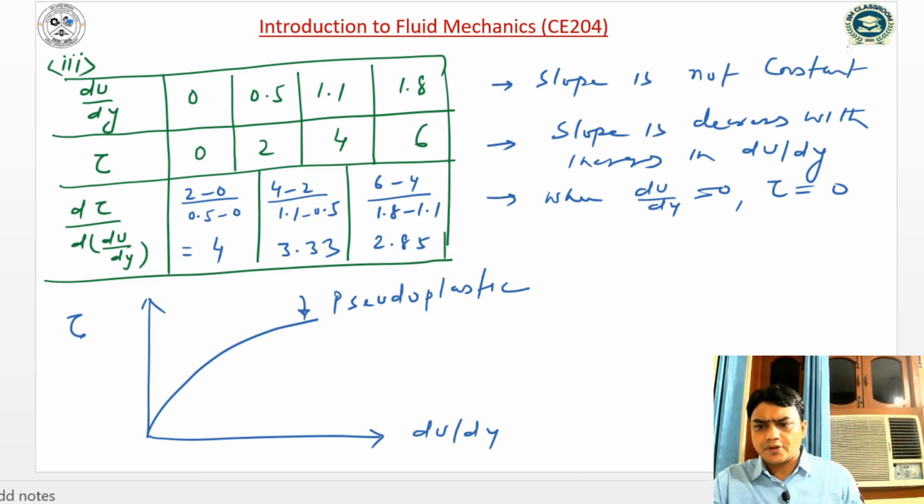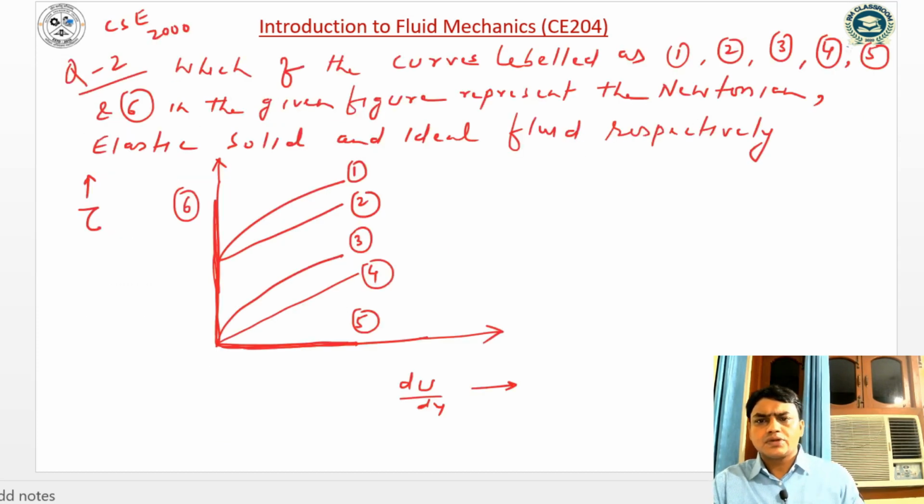Let us take another problem. If I talk about this second problem, which of the curves labeled as 1, 2, 3, 4, 5, 6 in the given figure represents the Newtonian, elastic solid and ideal fluid respectively? Six curves are given: 1, 2, 3, 4, 5, 6. This is the fifth one and this is the sixth one.